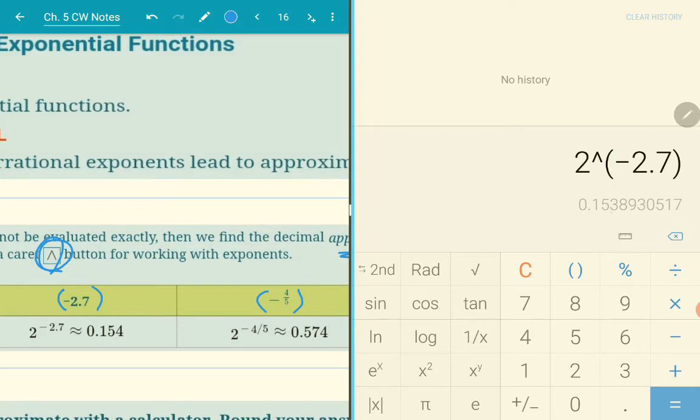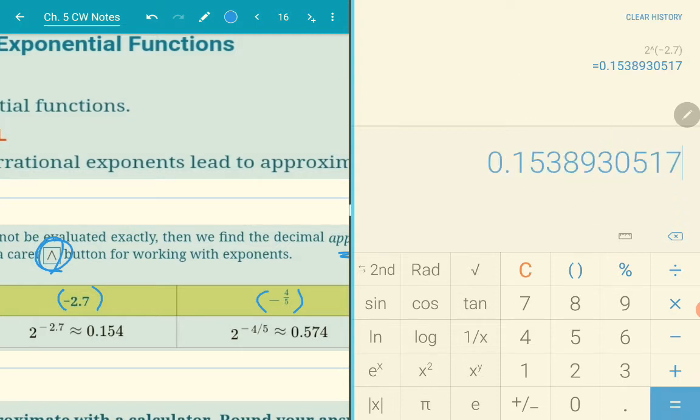So I'm going to round this to the 4. Oh, I thought they said 4 decimal places, but it looks like this one's rounded to 3 decimal places. So 1.153, that 3 rounds up because the 8 is 5 or greater. So we round the 3 up to a 4.